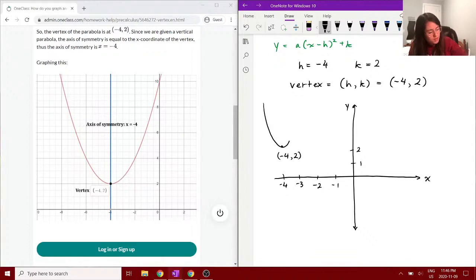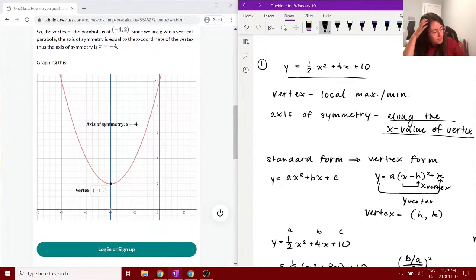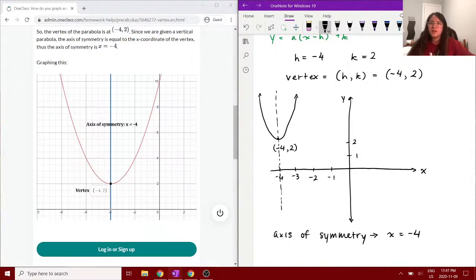And if we have our curve that looks like this, roughly, then we know that our axis of symmetry is down here, okay? Perpendicular to the x-axis. And so, as I said before, the axis of symmetry is found along the x value of the vertex. We know the x value of the vertex is minus 4. So the axis of symmetry is found along x is equal to minus 4. Okay? That should be that for that question.